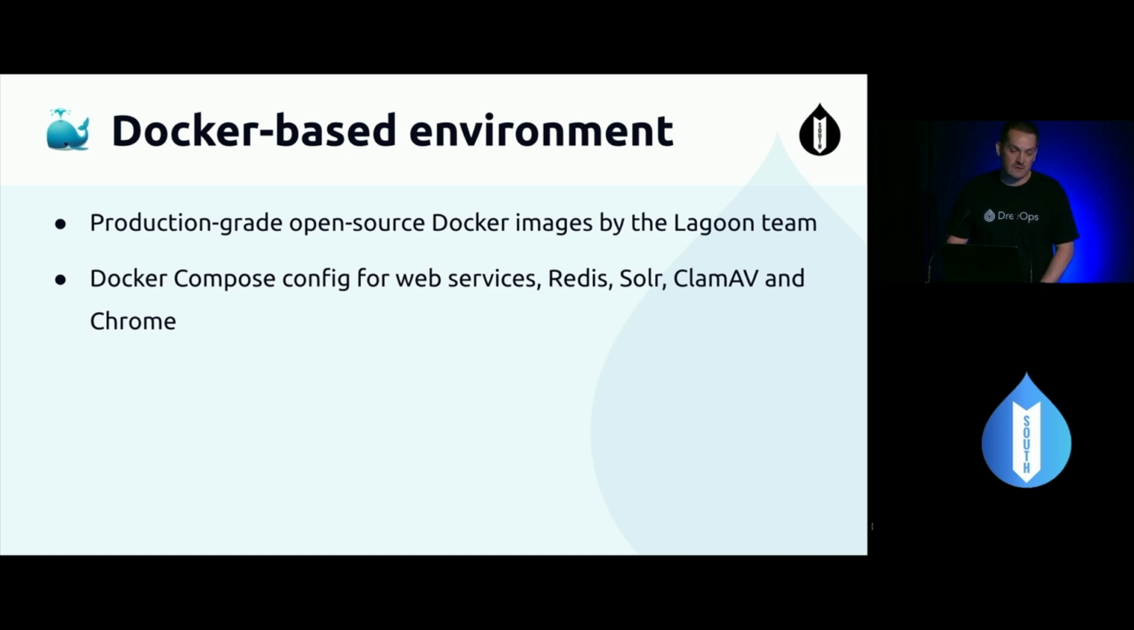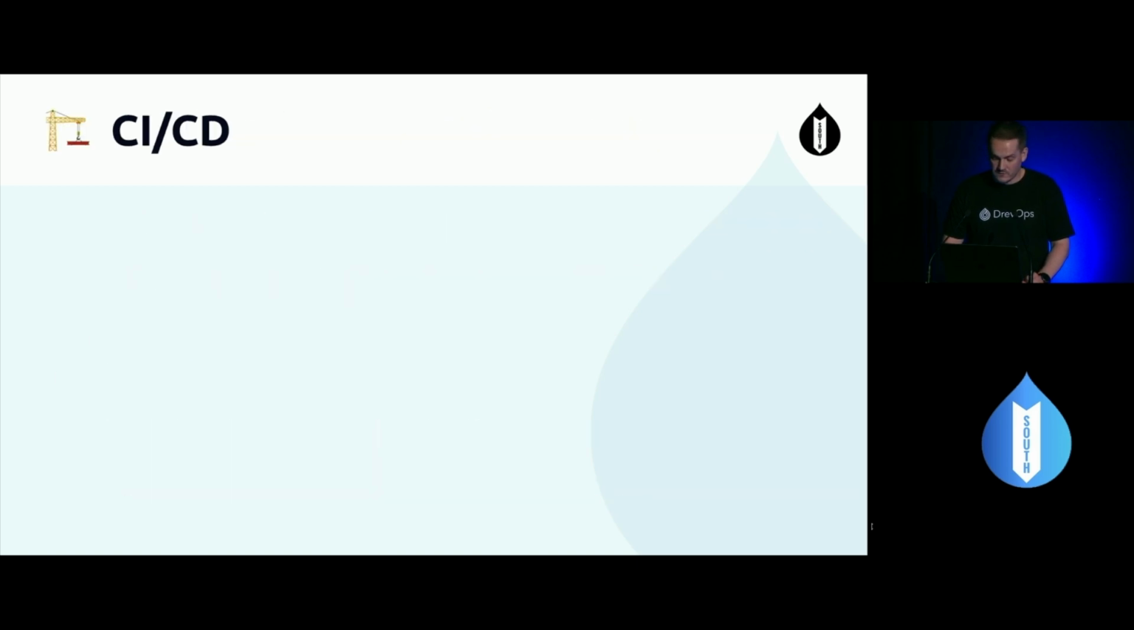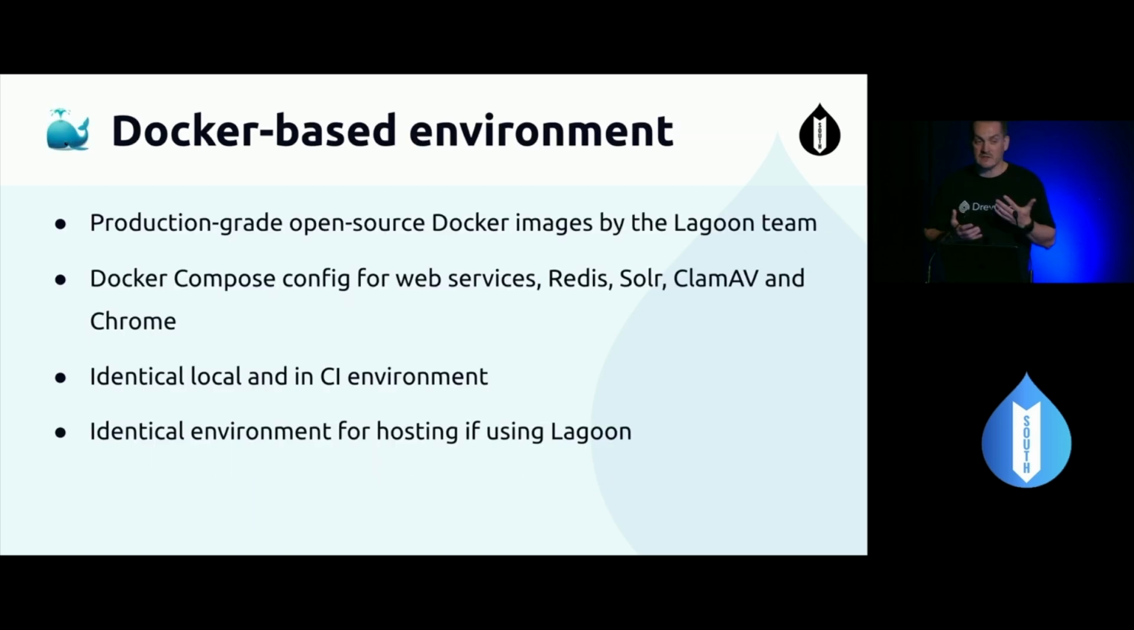As I mentioned, there is also Docker Compose configuration for Redis, Solr, and ClamAV. And there's also Chrome that allows you to do the Behat testing and visual testing there. Sorry. Because, as I mentioned, there are production-grade Docker images, whatever you have locally, the same thing you have in CI. And if you are using Lagoon, the same will be in production. To me personally, this is a big, important feature, because this allows you to avoid those situations where everything worked locally and in CI and then broke in production because of a mismatch of some sort of binaries, versions, and stuff.